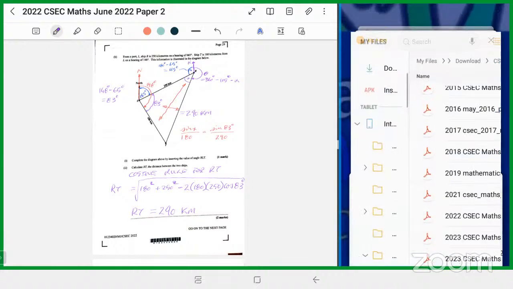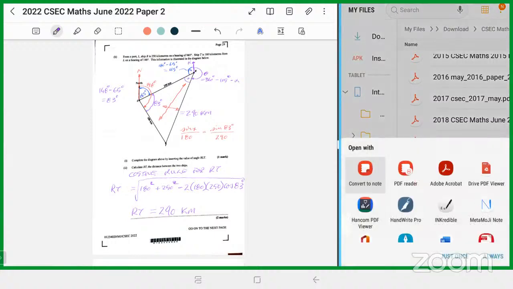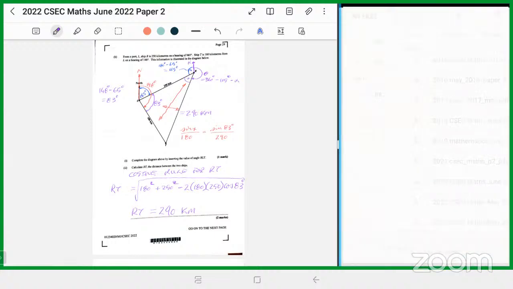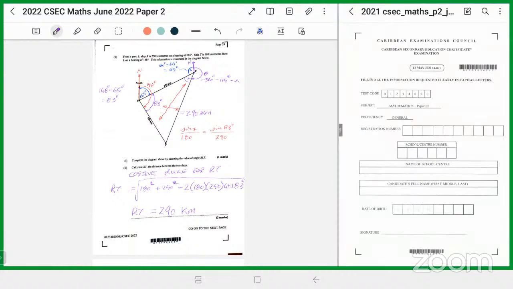All right, let's look at 2021. See what is set in 2021. All right, we can have another short session tomorrow. We can practice some more, but I'll let you know.